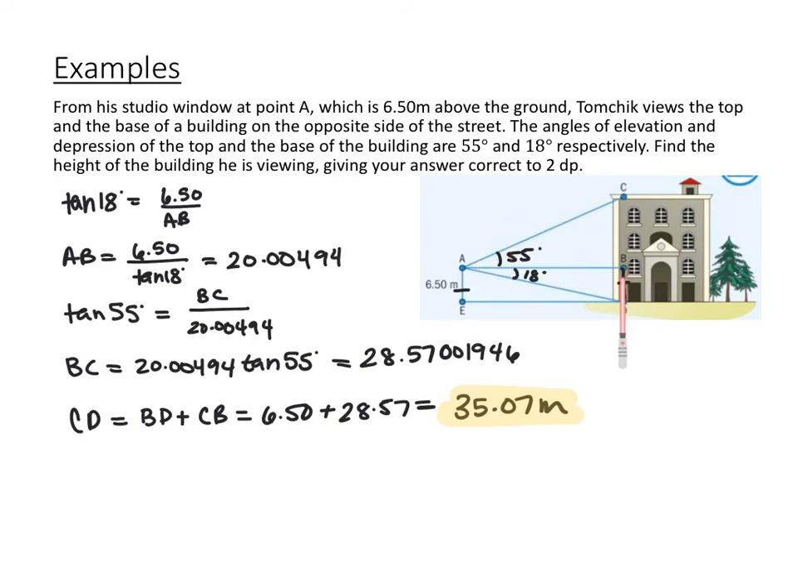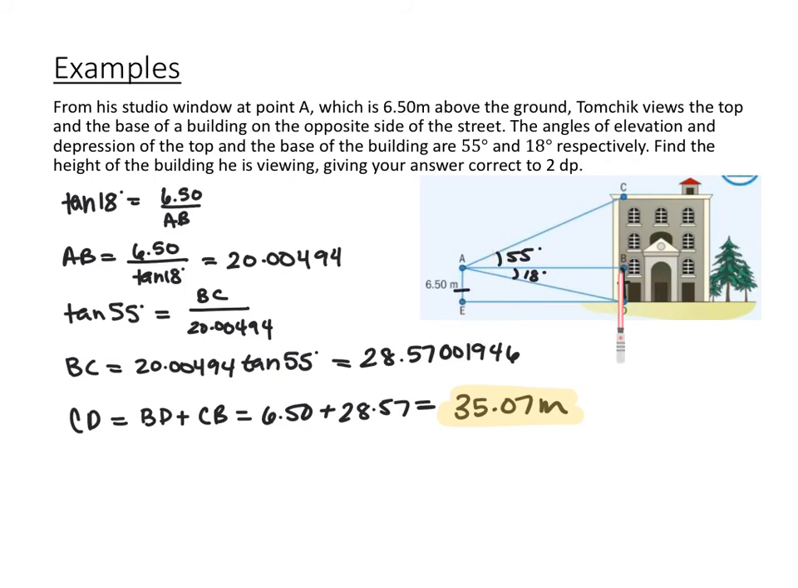So I know this side BD is 6.50 meters, and I know this angle, so that's opposite, and I'm trying to find the adjacent. So I used tangent of 18 degrees equals 6.50 opposite over adjacent AB, and I solved for AB and got that to be 20.00494 meters.